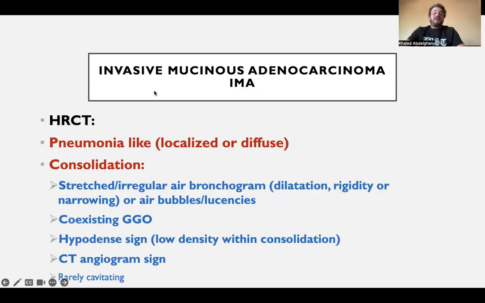What we can see in HRCT is a pneumonia-like pattern, either localized or diffuse, as at the start of this case, and in the second scan, it was diffuse. The consolidation itself shows air bronchograms, but this air bronchogram is abnormal. The air bronchogram could be stretched or irregular, dilated or rigid or narrowed. There could be air bubbles or lucencies, coexisting ground glass beside the consolidation. Within the consolidation itself, we can see areas of low density or the CT angiogram sign.